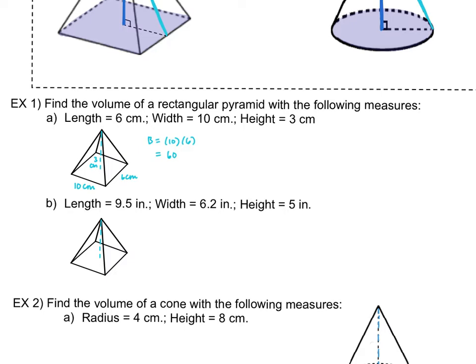Now looking at the volume, how to incorporate that formula. Ready? It's volume equals 1/3 times B times H. So remember, B is the area of our base of 60, and H is our height of 3. So when we put this in our calculator, we end up getting 60 centimeters cubed as our volume for our rectangular pyramid.